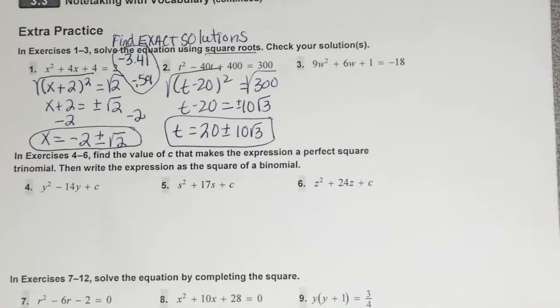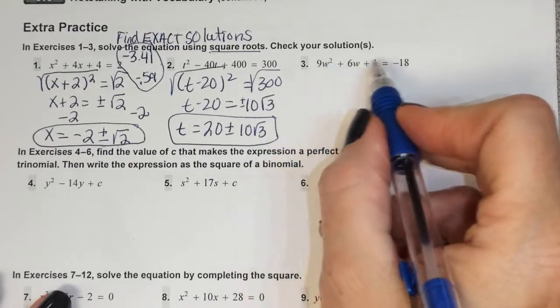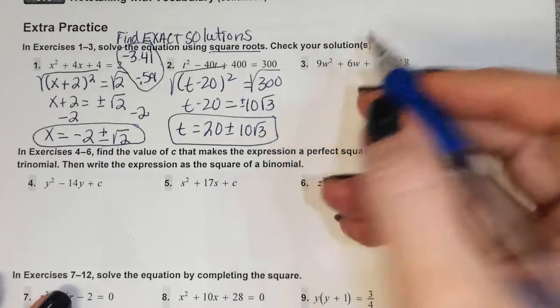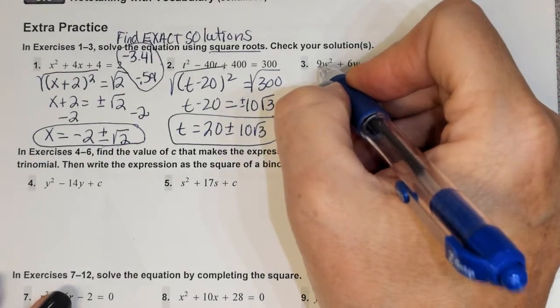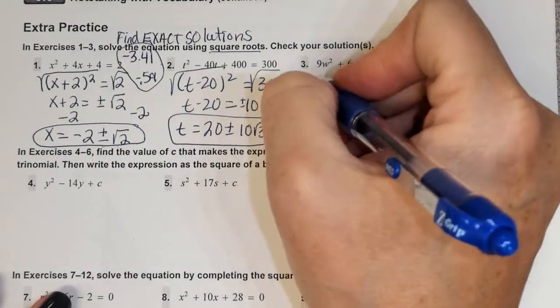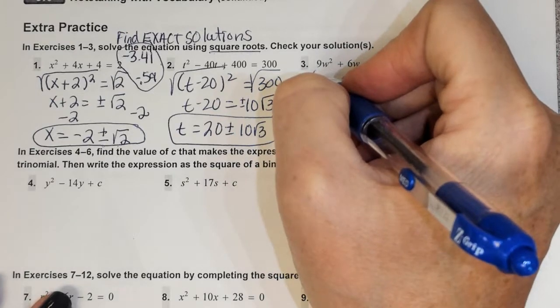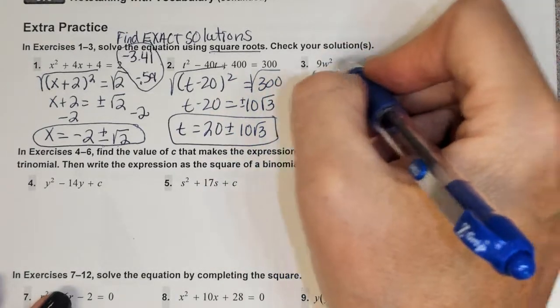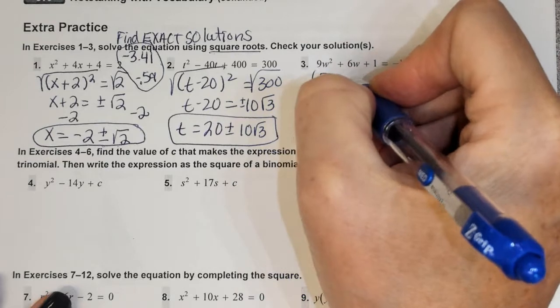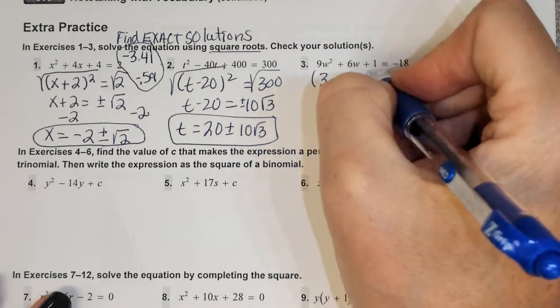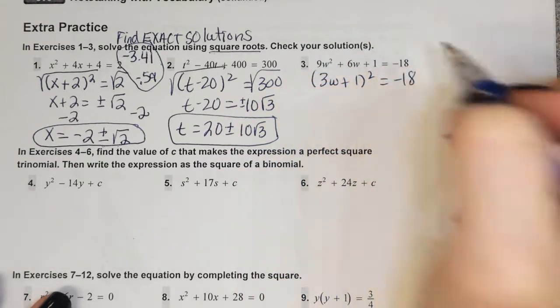All right, let's look at number 3. I check to see if it's a perfect square trinomial, and it is, because if I take the square root and double, I get that. So what's this going to be, Kelsey? 3w. Good. And that's going to equal negative 18.